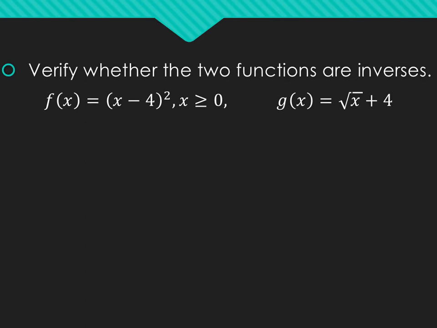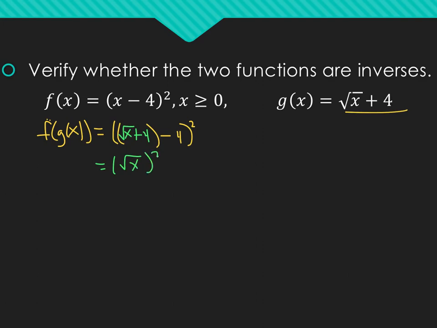So again, we will find f of g of x first. We're going to write our f function and put empty parentheses where the x would be, and we're going to insert all of g in its place. So g is the square root of x plus 4. And when you combine like terms in the original parentheses, the 4's cancel out. So we actually have the square root of x quantity squared, which we know is just x.